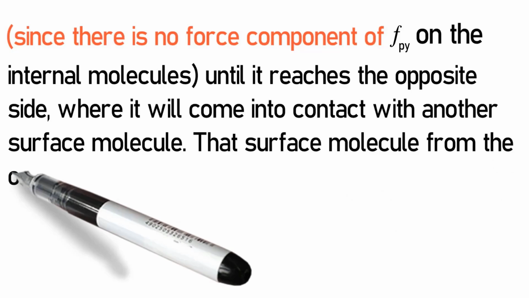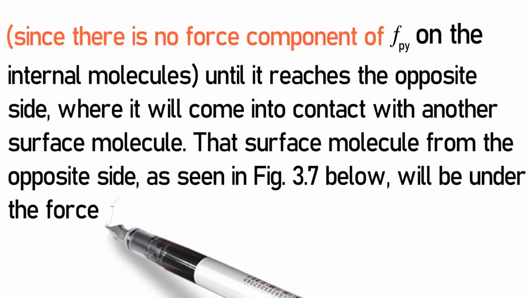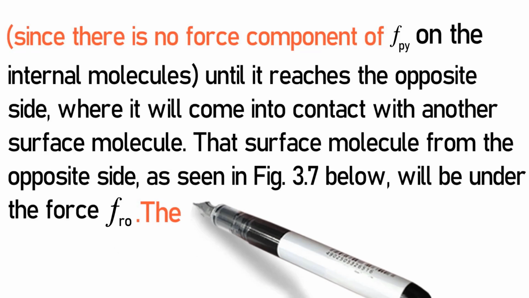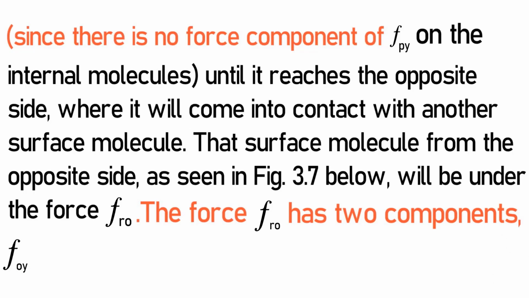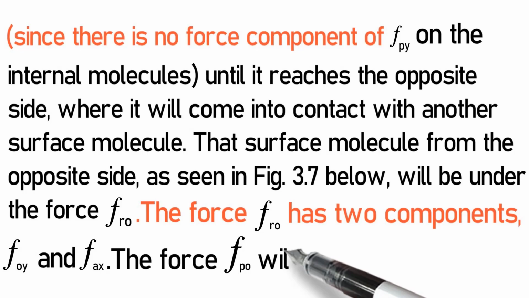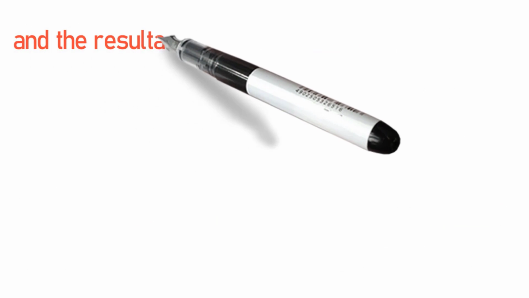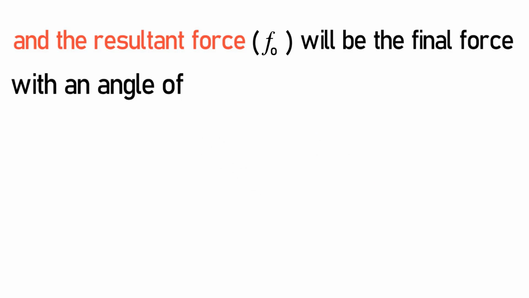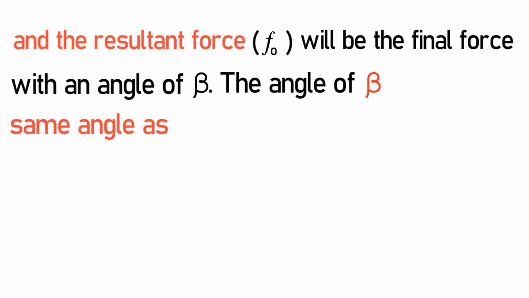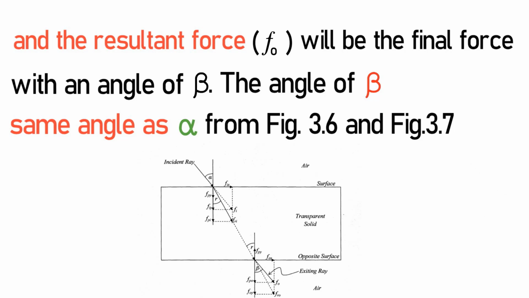That surface molecule from the opposite side, as seen in figure 3.7 below, will be under the force F sub Ro. The force F sub Ro has two components, F sub Oy and F sub Ox. The force F sub Po will equal F sub Oy minus F sub Py, and the resultant force, F sub O, will be the final force with an angle of beta. The angle of beta will be the same angle as alpha from figure 3.6 and figure 3.7.